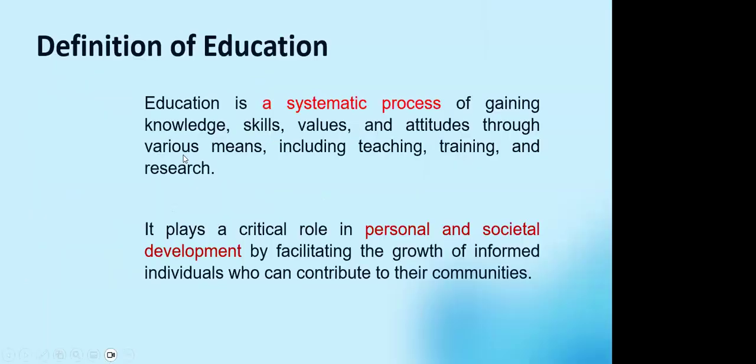Right. You all have to think of the definitions of education. Today, I am just giving you a few ideas related to the definition of education. First of all, I should say it is a systematic process, right? A systematic process of gaining knowledge, skills, values, and attitudes through various means. That means different strategies and different modes, including teaching, training, and research. You can learn through research, you can get the training, you can participate in teaching sessions. So you can educate yourself. In the same way, we can educate children.